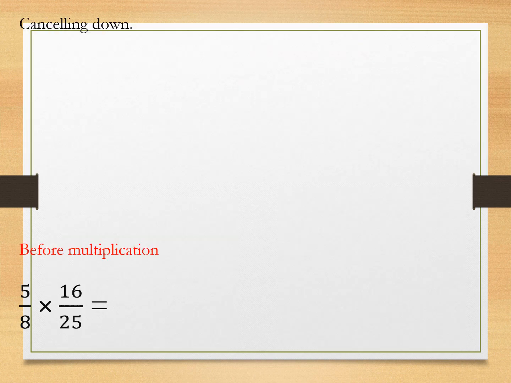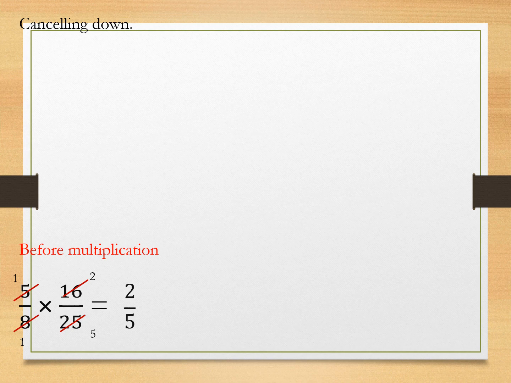Now let's solve in both methods. Let's simplify before multiplication. When you simplify before multiplication, 5 and 25, both of them are divisible by 5. 16 and 8, both of them are divisible by 8. So when you cancel 5 by 20 and 25 by 5, you will get 1 up and 5 from the 25. 16 divided by 8, the 2 is left up.